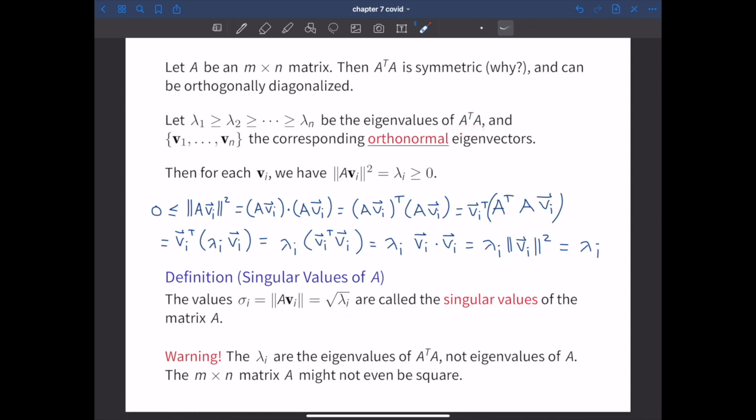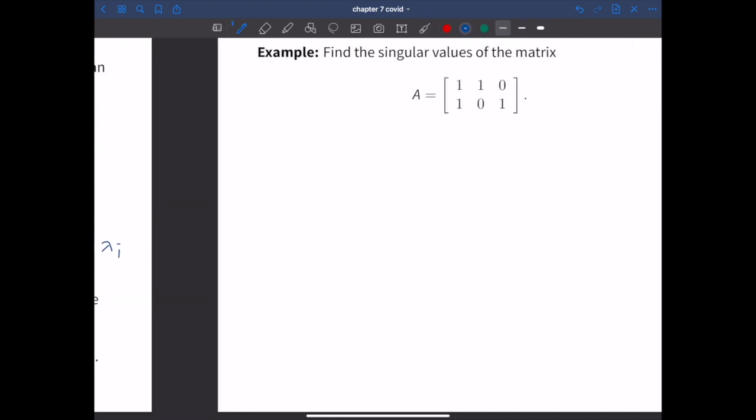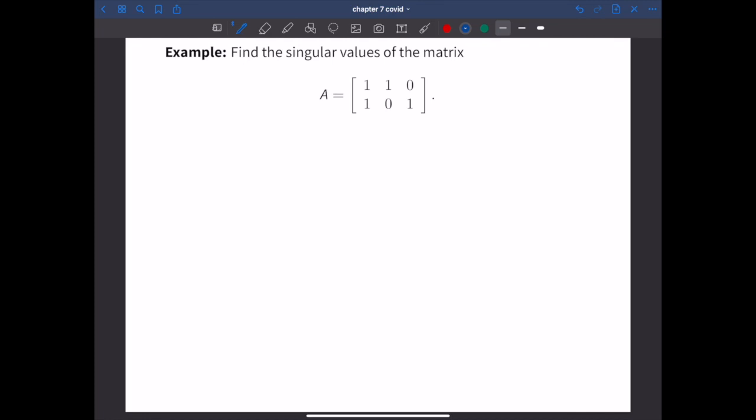So you might be wondering, what do those singular values really tell us? Well, because the ith singular value is equal to the length of AVI, these singular values are describing how much the matrix A stretches the vector VI. The more the matrix A stretches the vector VI, the larger the singular value is going to be. All right, so let's see an example. Let's find the singular values of this matrix here. Remember, the singular values are just equal to the square roots of eigenvalues, but not eigenvalues of the original matrix.